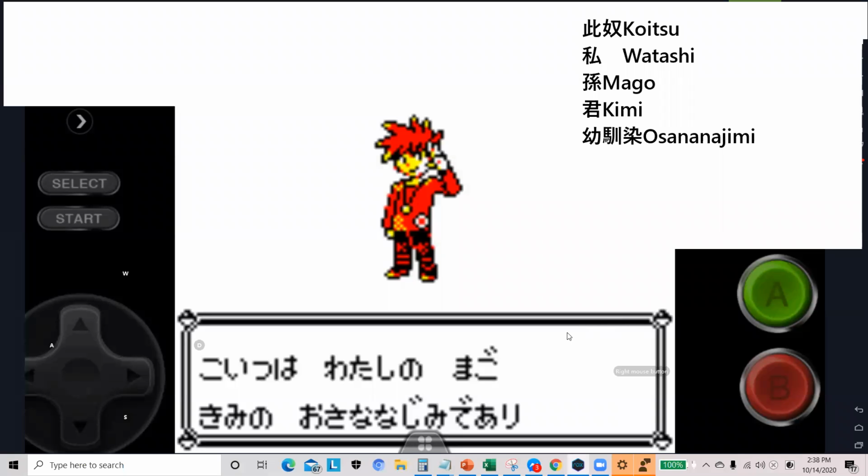Now, let's try to read this line we have here from our opponent. Let's pause the video and try to read it. Okay, if you can see the words here, these are the kanji and their words. So let me read that. こいつは私の孫、君の幼馴染であり. Okay, so we have こいつ, it means fellow, or this guy. Then we have watashi, which means I or me. Then mago is grandchild. So watashi no mago means my grandchild. Then kimi is you, the plain form. Instead of anata, we have kimi. Then we have osana najimi, which means from infancy or from childhood days.